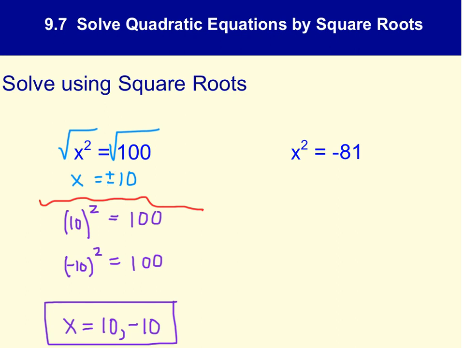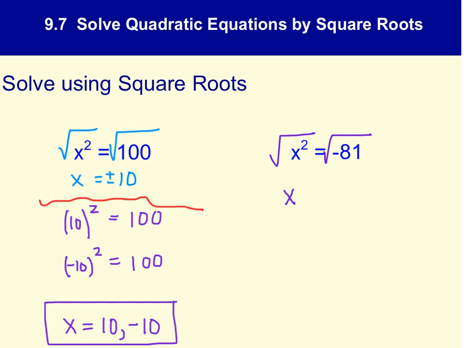All right, so these will get faster. I'm just explaining a couple things here. Next one, x squared equals negative 81. Well, if we follow our same logic on the last one, you can undo a square by square rooting. So let's go ahead and square root both sides.